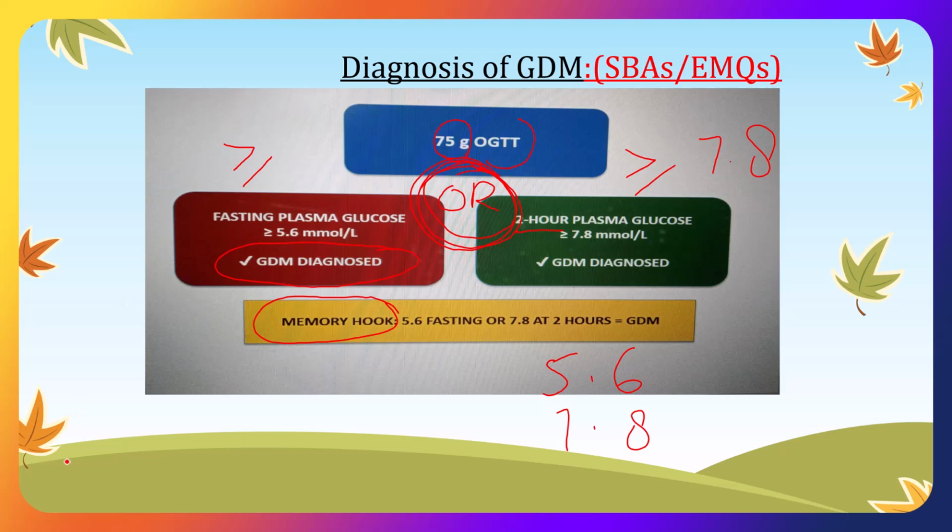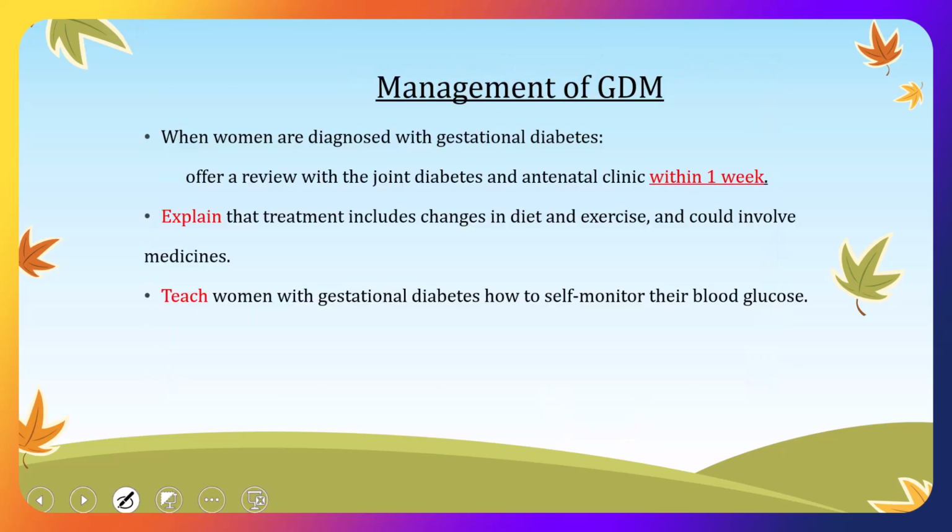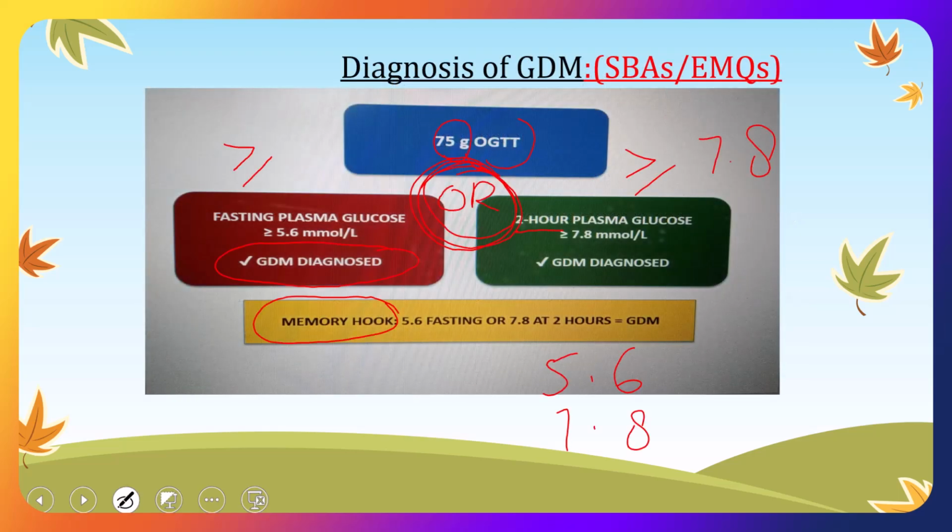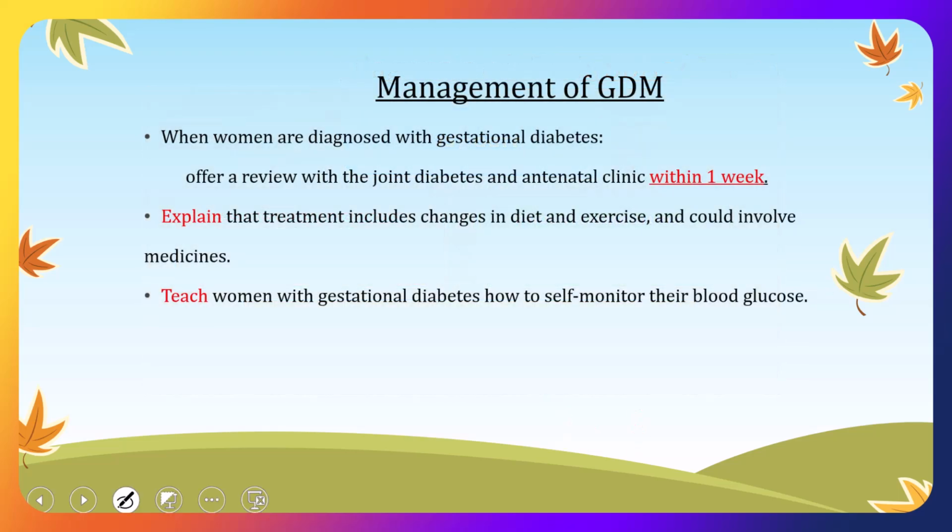So once the diagnosis of GDM is made, the next step is management. What intervention are you going to take if the patient has gestational diabetes mellitus? When women are diagnosed with gestational diabetes, you have to offer a review with the Joint Diabetes and Antenatal Clinic within 1 week. Now, we have to explain that the treatment includes changes in diet, exercise, and could involve medicine, pharmacology.